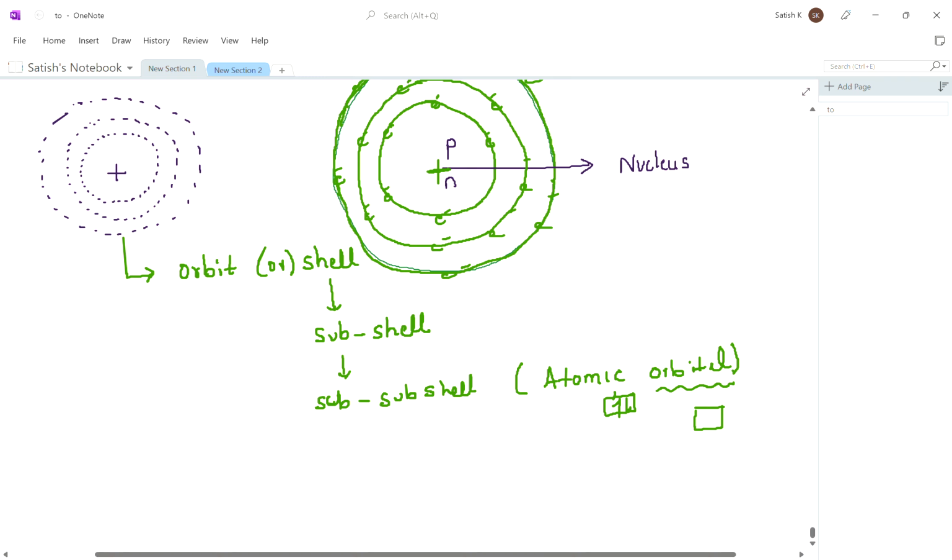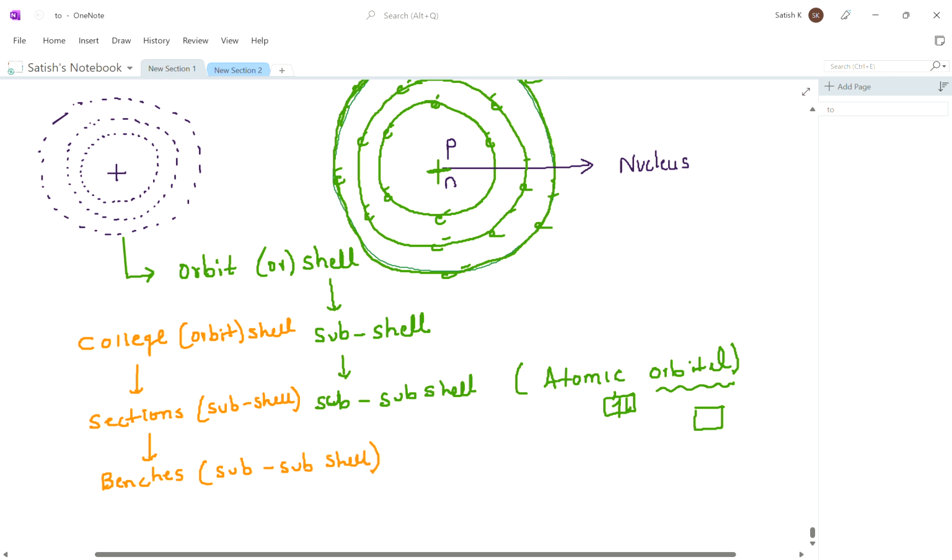See guys, suppose the college or school where you are studying, that is what we call as orbit or shell. In the college, we have different sections, right? Those we call as subshells. Next, for arranging the students to sit, we have benches. The benches we call as subshell.